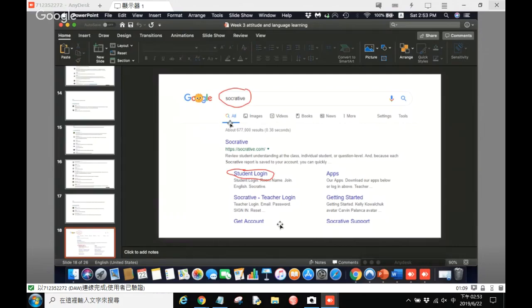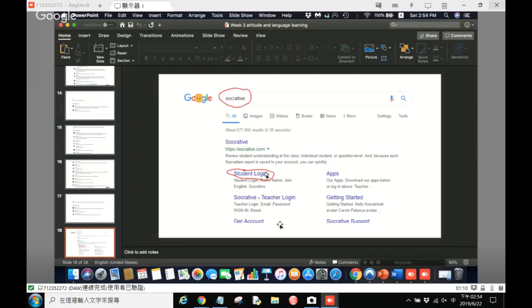All right. So what you need to do is type in Socrative into Google or whatever search engine you're using on your desktop, and then click where it says student login. You want to say, based on the words, what is the meaning of Socratic? Okay, it comes from Socrates.